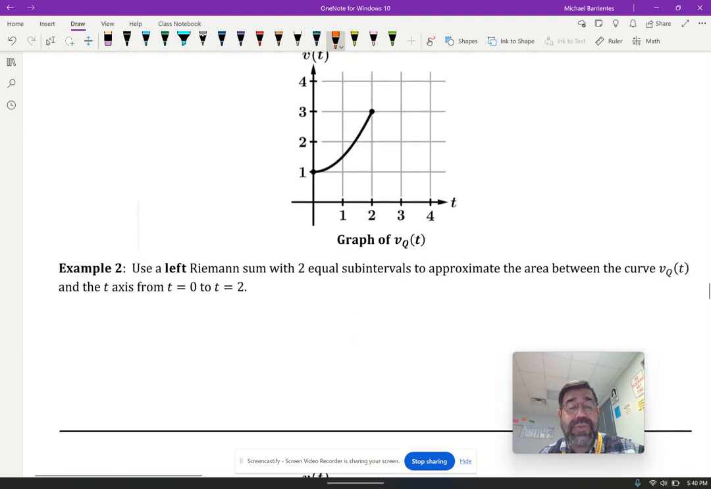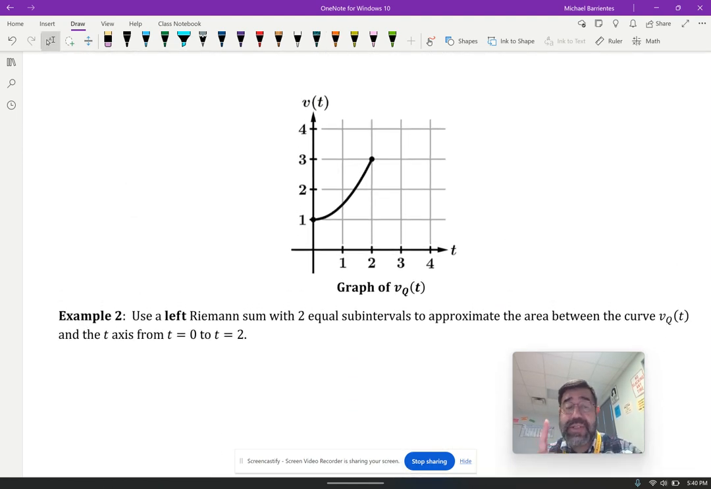When we look at example 2, now we're going to still use a left Riemann sum, but this time we're going to do 2 equal subintervals. So if I'm starting at 0 and ending at 2, then this is going to be a subinterval and this is a subinterval, right? My interval from 0 to 2 is going to be broken up into 2 equal parts, from 0 to 1, from 1 to 2. That means my width is 1. I'm going to start to call the width the delta x.